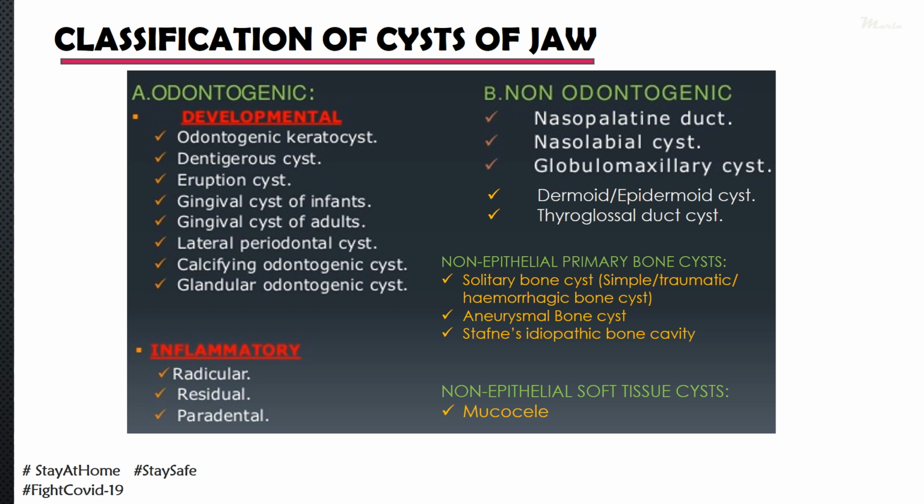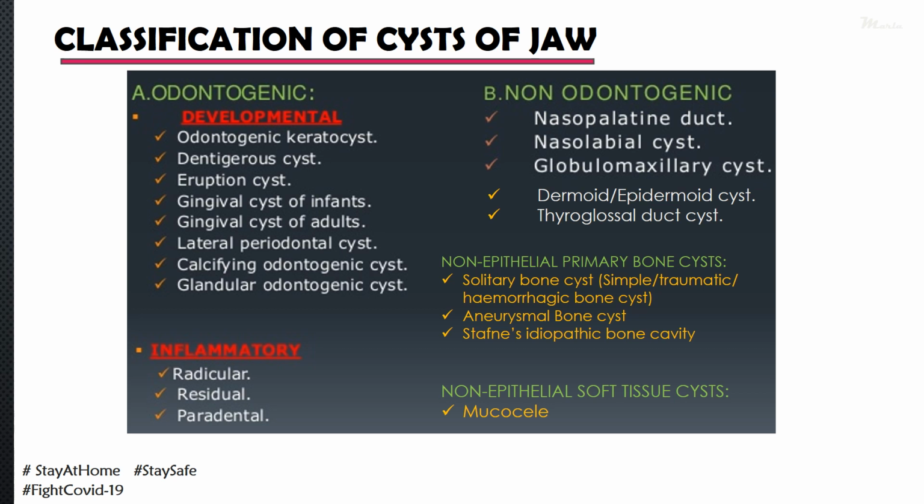Few examples of the non-epithelial primary bone cysts include solitary bone cyst, which are also referred to as simple traumatic or hemorrhagic bone cyst. Aneurysmal bone cyst is a common non-epithelial bone cyst. Another term which is referred here is the Stafne idiopathic bone cavity.